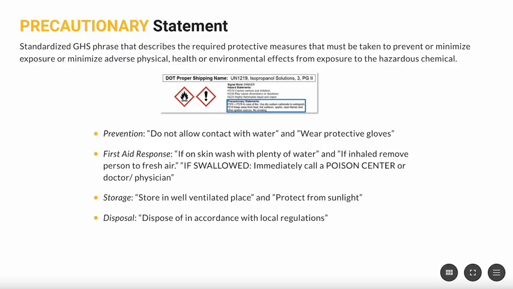Prevention. These statements provide guidance on how to prevent exposure to the chemical, such as do not allow contact with water and wear protective gloves. First aid response. These statements provide guidance on what to do in case of accidental exposure to the chemical, such as if on skin wash with plenty of water and if inhaled, remove person to fresh air. Storage. These statements provide guidance on how to store the chemical safely, such as store in a well-ventilated place and protect from sunlight. Disposal. These statements provide guidance on how to properly dispose of the chemical, such as dispose of in accordance with local.